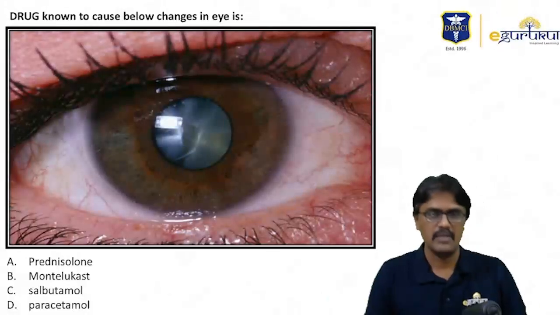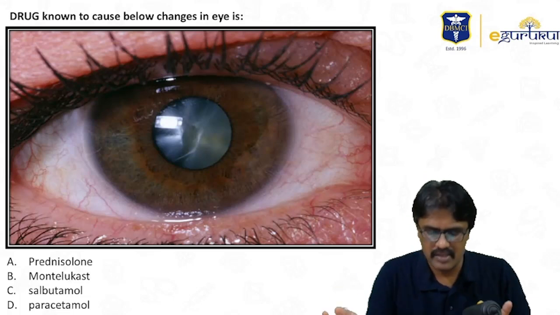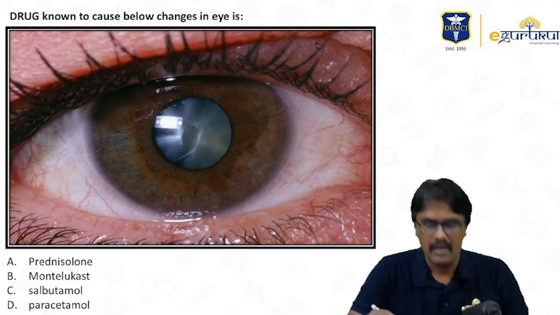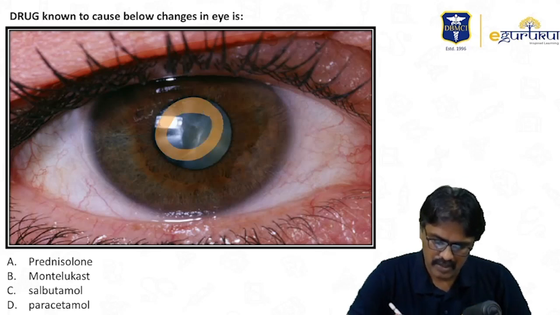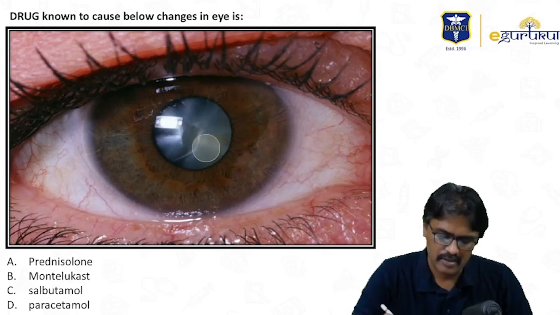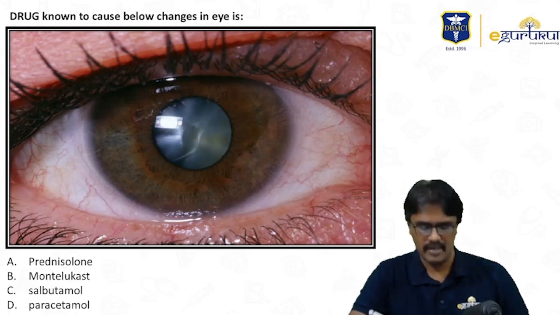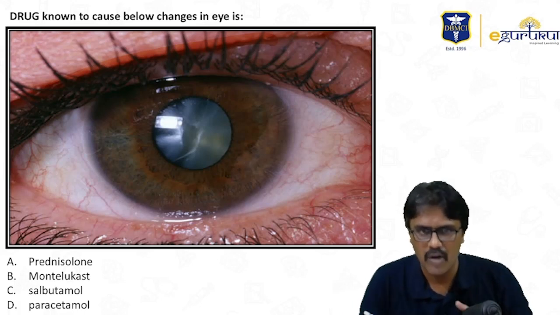Now moving on to the next problem, the drug known to cause below changes in the eye. What is the change in the eye? You can see the eyelashes are normal, pupil normal. Then what you see here is the whitish discoloration. It is nothing but the cataract. So which drug can cause this cataract? Is it prednisolone, montelukast, salbutamol, or paracetamol?